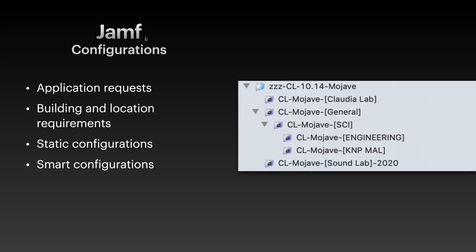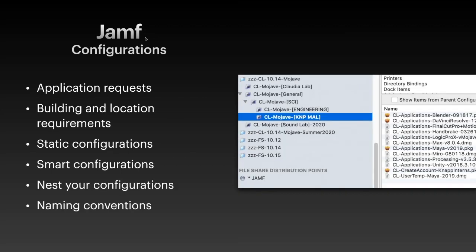We can nest these configurations and name them in such a way that we know exactly what's happening. So here you can see that the MAL lab is highlighted. You can see that these are packages that we specifically put here. If I were to check show items from parent configurations, you would see all of the additional packages that would be assumed. This is nice because you can make a change in exactly one place and it will be applied throughout.